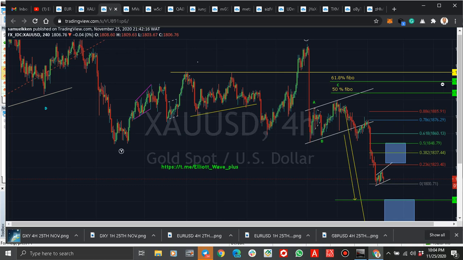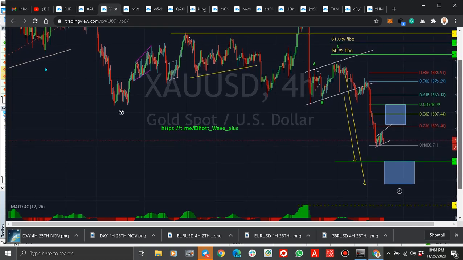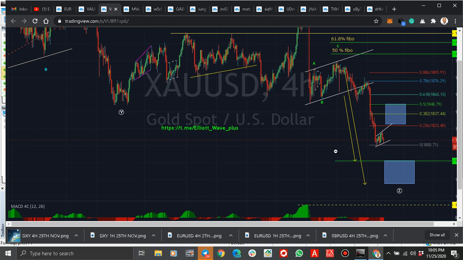Then on gold, I have made so many analyses on gold, but if you sold gold maybe around this area or from here, you might consider taking your profit.